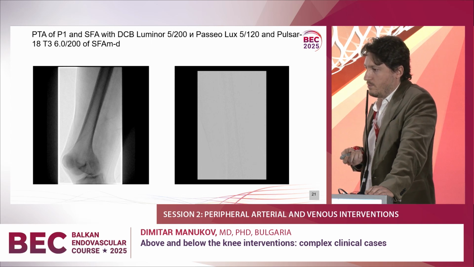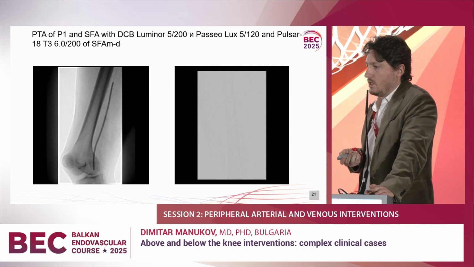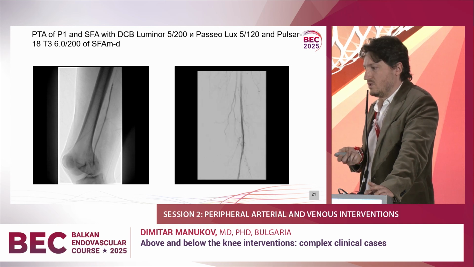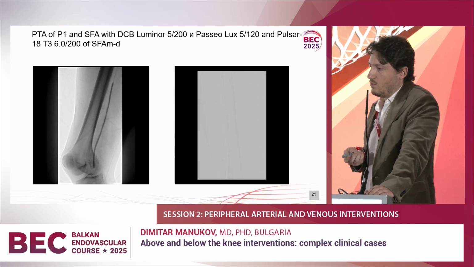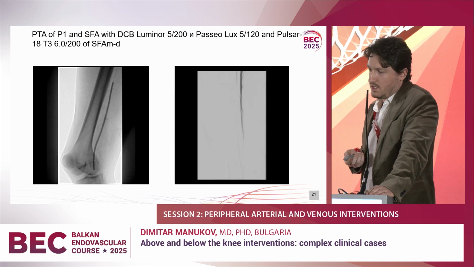expectedly, we performed a PTA with a drug coating balloon, the Luminor 5200 and Paseo Lux 5x120. You see we started from about the level of the P2 and going to the proximal superficial femoral artery, and still the dissection was persisting at the mid to distal SFA and going into the P1. So this dissection we had to cover with the Pulsar self-expandable 6x200 stent.